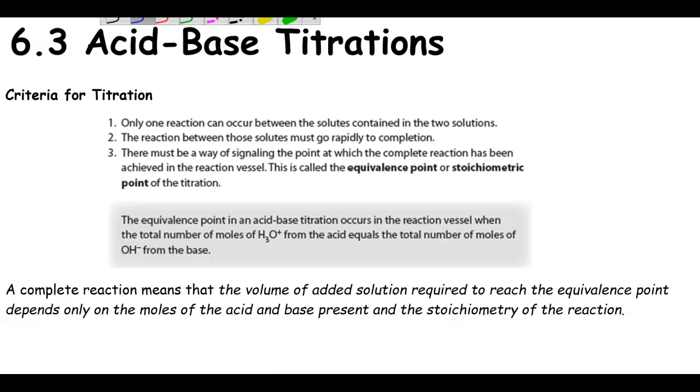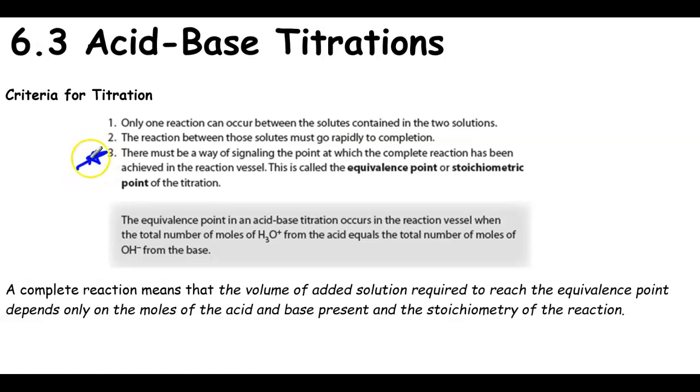So in order to have titration even be a possibility, you have to have only one reaction that will occur between the solutes in the two solutions. So you don't want to have things that will have multiple reactions or side reactions. The reaction between those solutes should be relatively rapid, right? So that way when you add your drops from your two solutions, you're not waiting for that reaction to occur. It should be relatively quick.